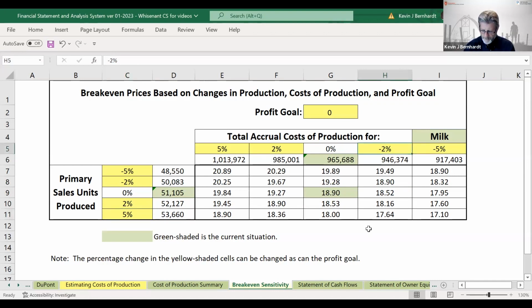You know, I can make this -5% and make this -10% in terms of reduced cost of production. And you can see what it does to my break-even analysis. So it's kind of a way to play what if in terms of the impact on your operation, given that you can change cost of production, given that you can change production itself, or both.